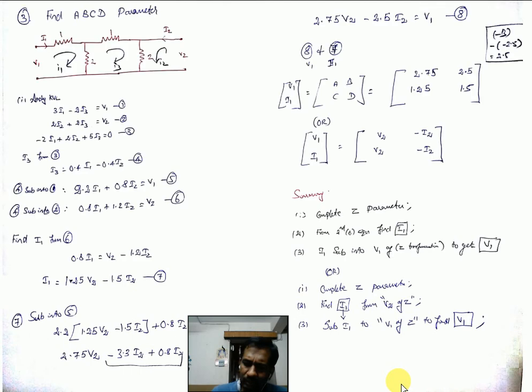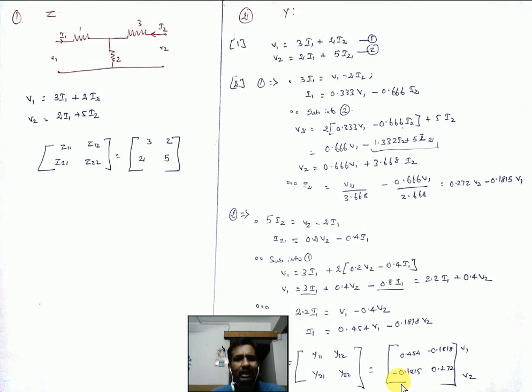The next method is there. What is the next method? The two loop method. The two loop method, I have used the same problem to work out. This is homework I would like to give you. The same procedure is used to solve Z, Y, H and ABCD parameters.